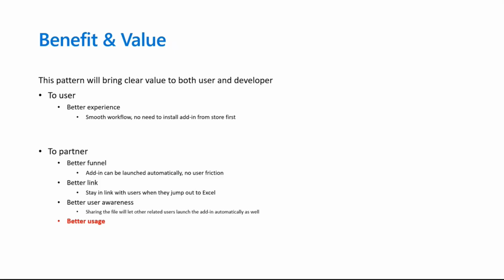And this pattern has very clear benefits and value for both users and developers. For the users, it provides a much better experience because users don't have to search and find the store and search for the add-ins and install it before they can use it. And to partners, it means a better funnel, because they can install and launch it automatically with no user friction. It means better link. When the user exports the data from the system to Excel, you can also connect the data link between the Excel and the system at the same time.